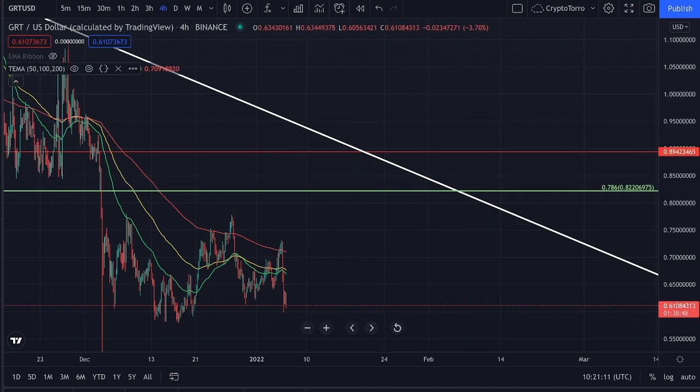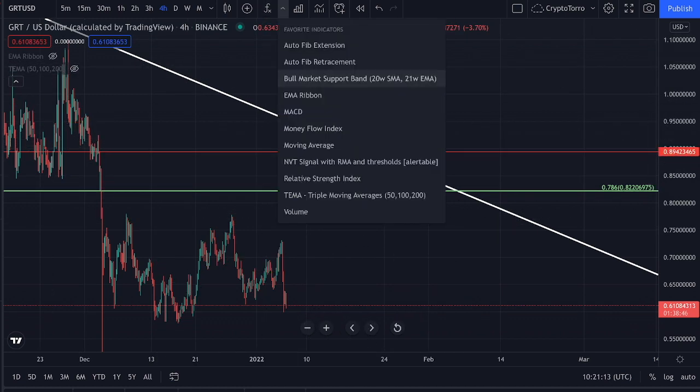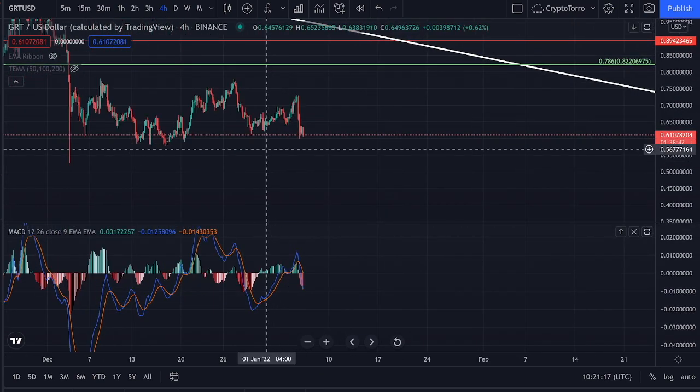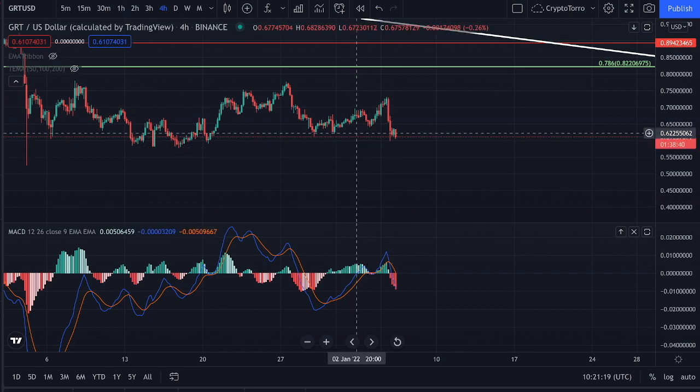This being said, I would like to take a quick look right away at the MACD. What you can clearly see on the MACD on the 4-hourly time frame, if we zoom in a bit closer, is that we already experienced momentum towards the downside.